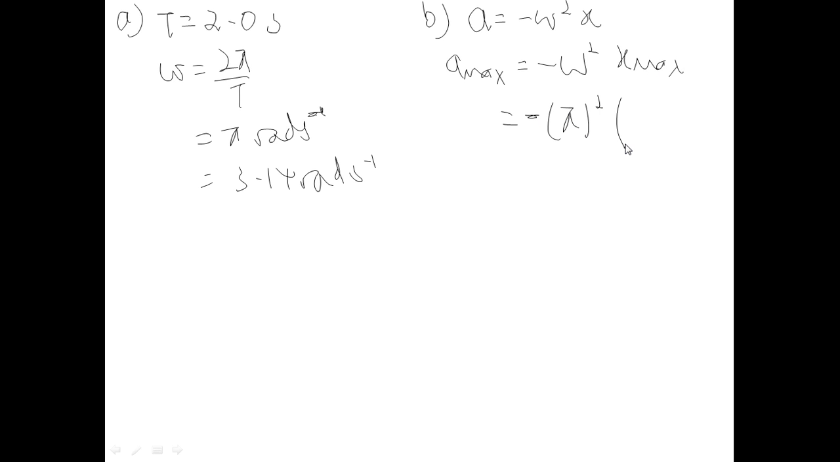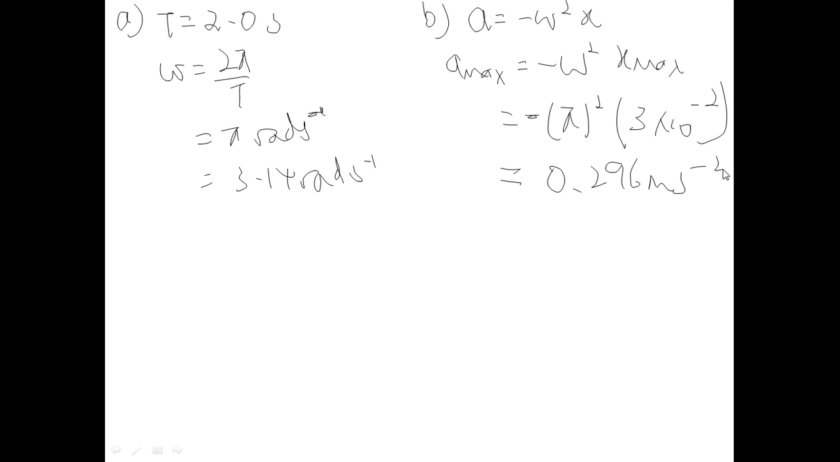Now the x max here, which is given in the displacement time graph, is actually 3 times 10 power negative 2, which is our amplitude. So finally you will get your acceleration as 0.296 meters per second squared. So this is the maximum acceleration.